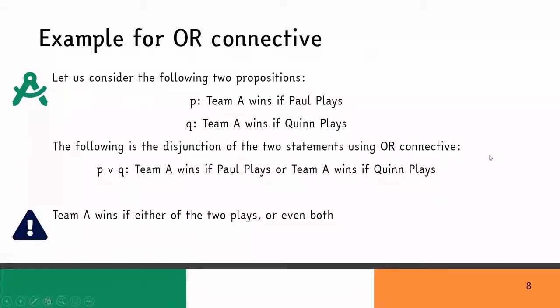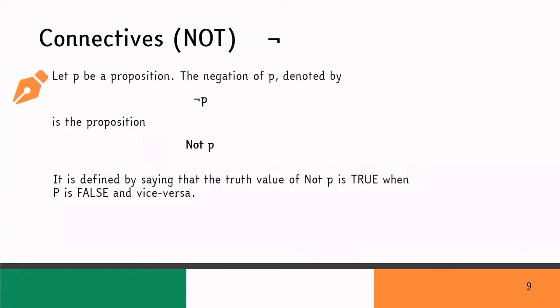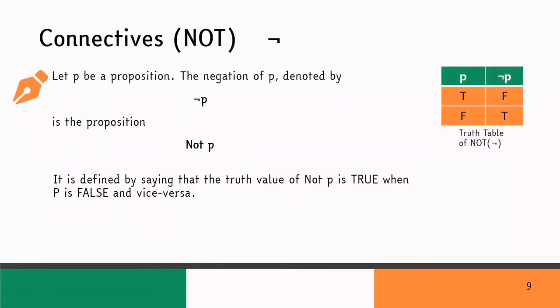Now we will see the not connective, which is represented by the negation symbol. It simply negates the value of the preceding proposition. If originally the value of the proposition is false, after negation it would be true and vice versa. We will use this connective extensively in the next section where we will discuss different theorems.